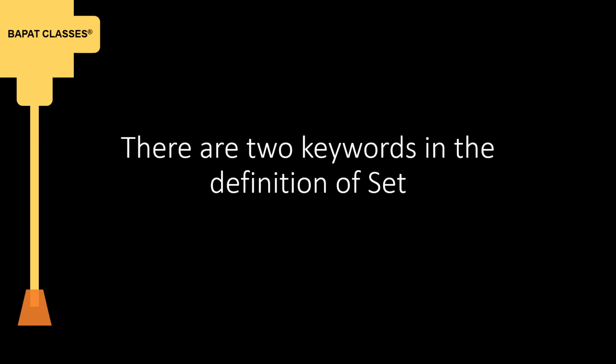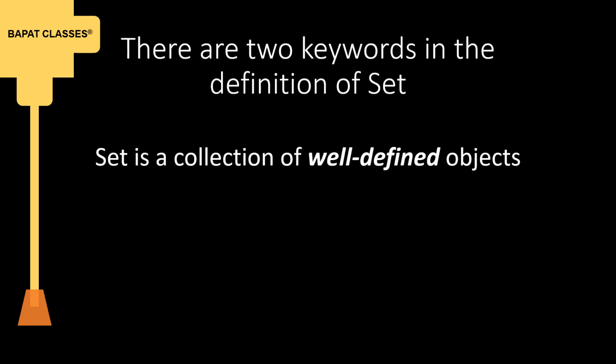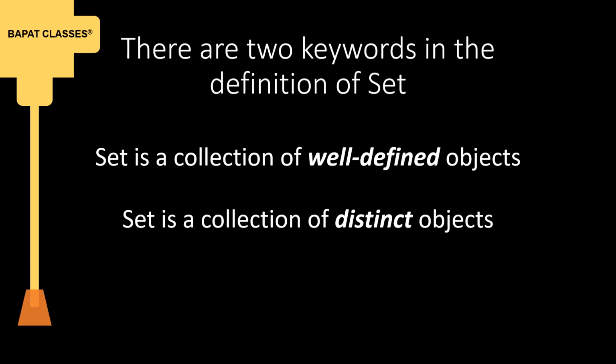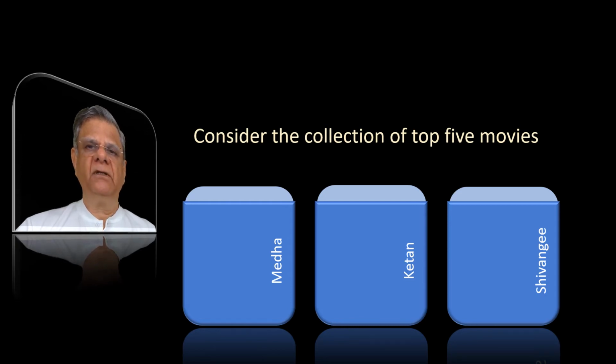Now I'll explain two important keywords in the definition of set. Set is a collection of well-defined objects, and set is a collection of distinct objects. Now consider the collection of top 5 movies. Different persons may have different collections of top 5 movies.